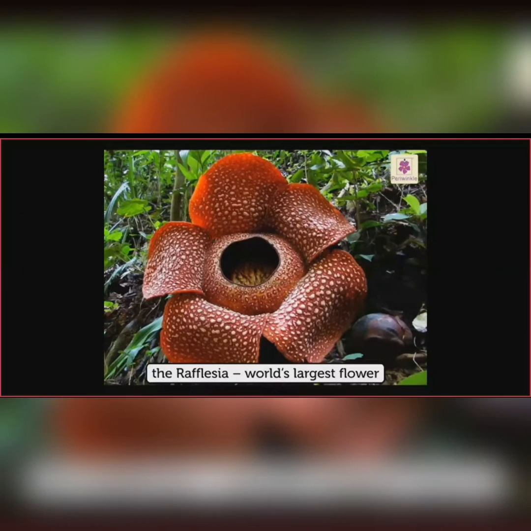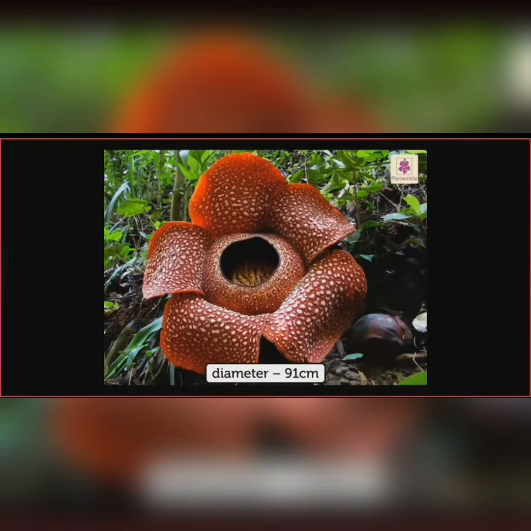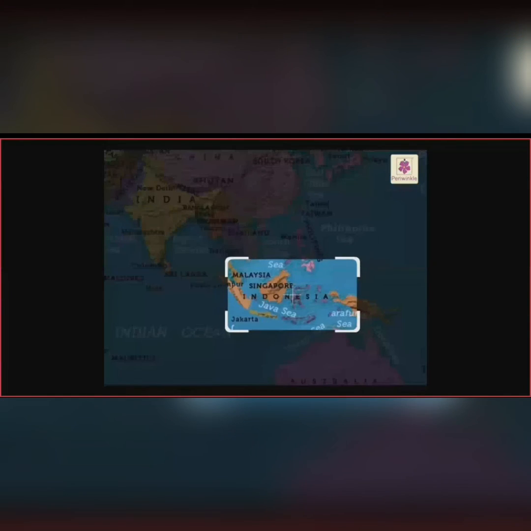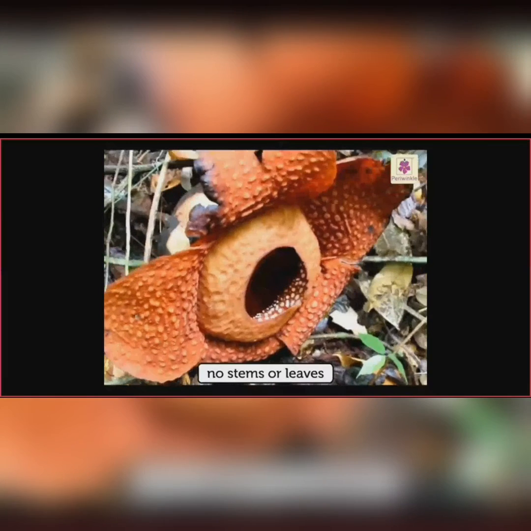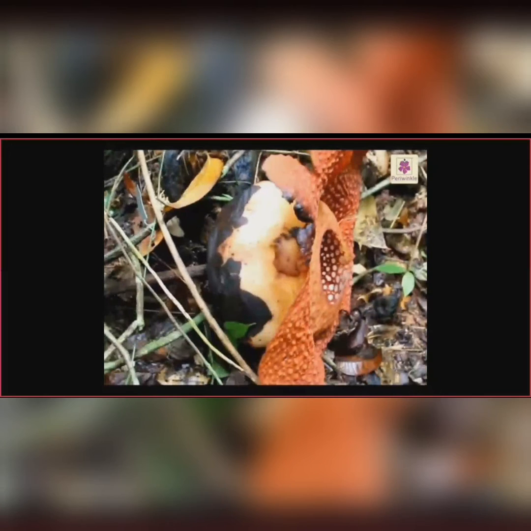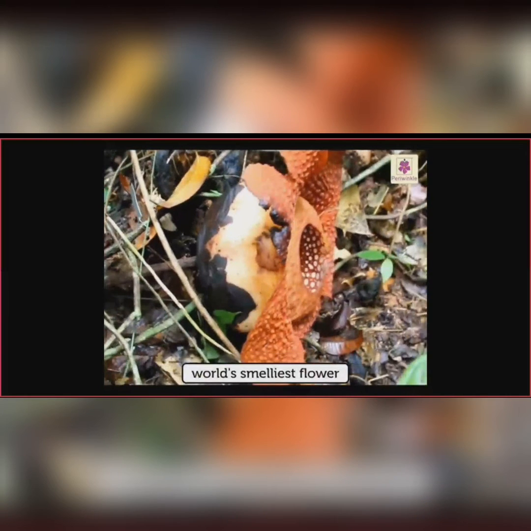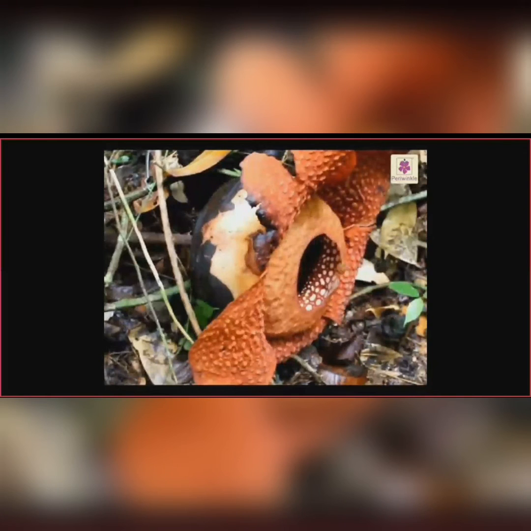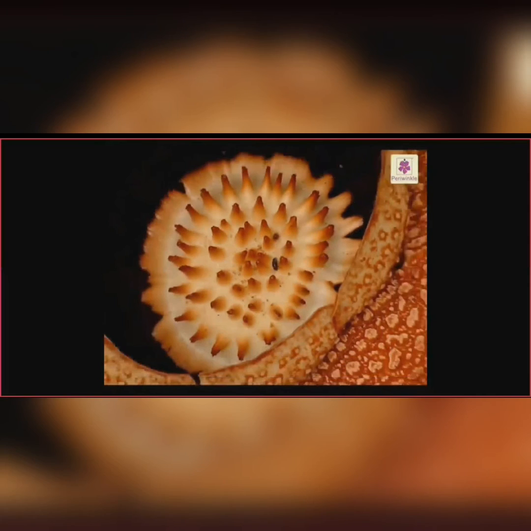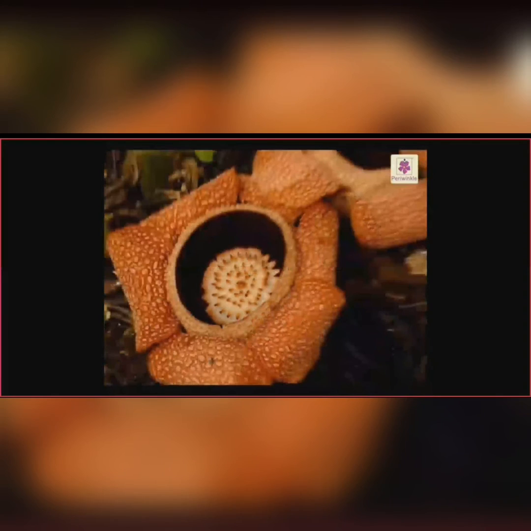The Rafflesia is the world's largest flower. Its diameter is about 91 centimeters. It grows in Indonesia. It has no stems or leaves. It grows on other plants as a parasite. It is also the world's smelliest flower. For pollination, it attracts flies by producing the smell of rotting flesh.